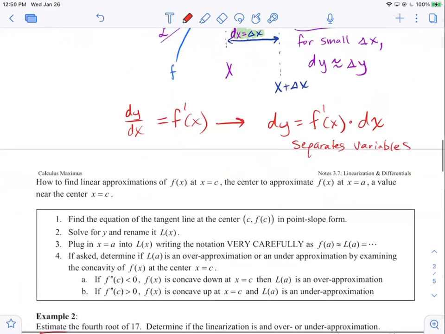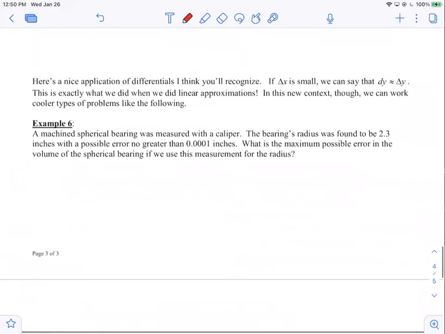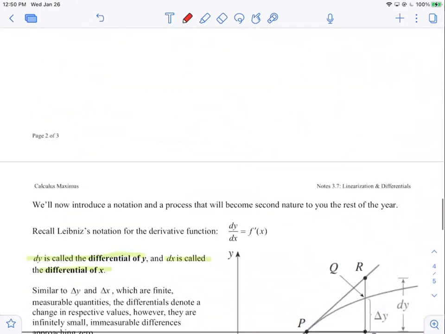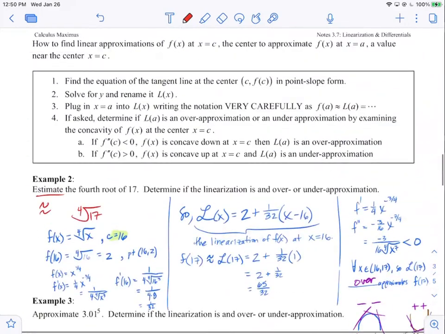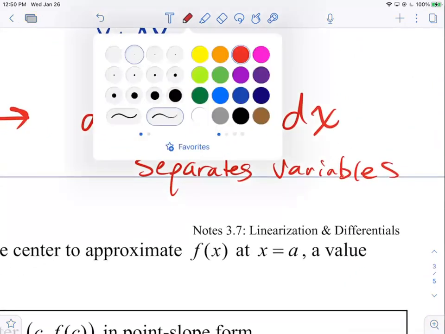And there's applications of that. If you want to read down below, here's a nice application. You could think of dx as the tolerance, okay? I'm not going to do that example, but I will tell you this. Once we separate the variables, here's what we're going to be doing.